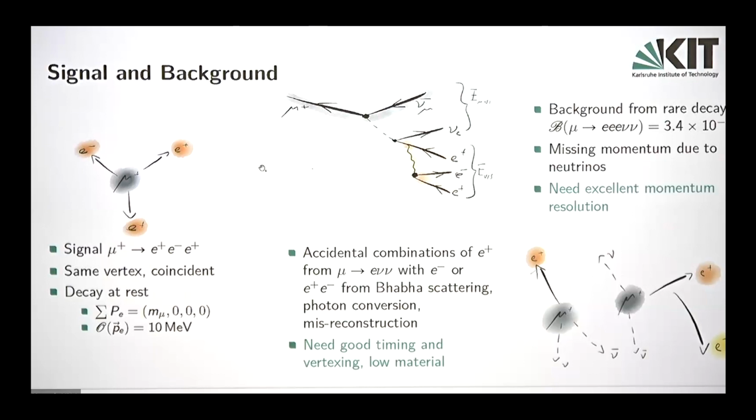There are also accidental combinations because we observe several muon decays at the same time. We can have, for instance, a normal Michel decay. We take an e+ from there, and then maybe we have an e+ e- from a Bhabha scattering event, or from photon conversion. There are lots of possibilities there. And in addition to kinematics, you have a handle on this background with timing, vertexing, and also with low material, because photon conversion, Bhabha scattering, etc., increase with the material.